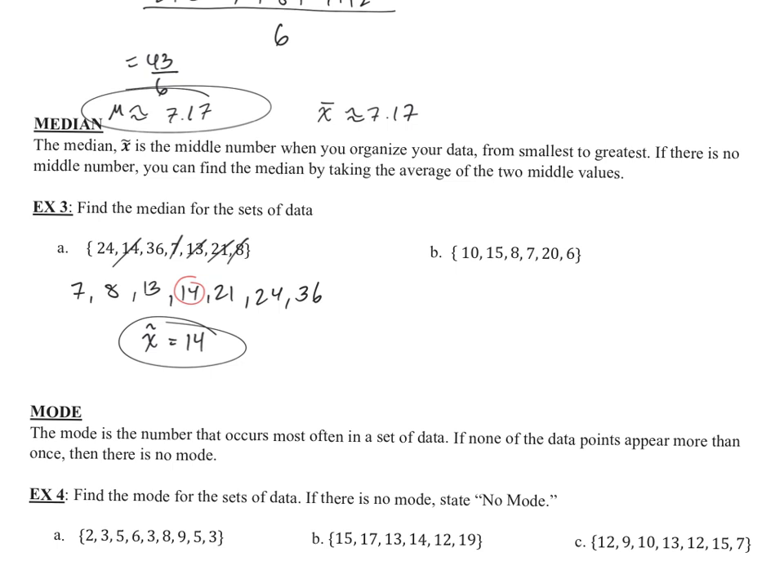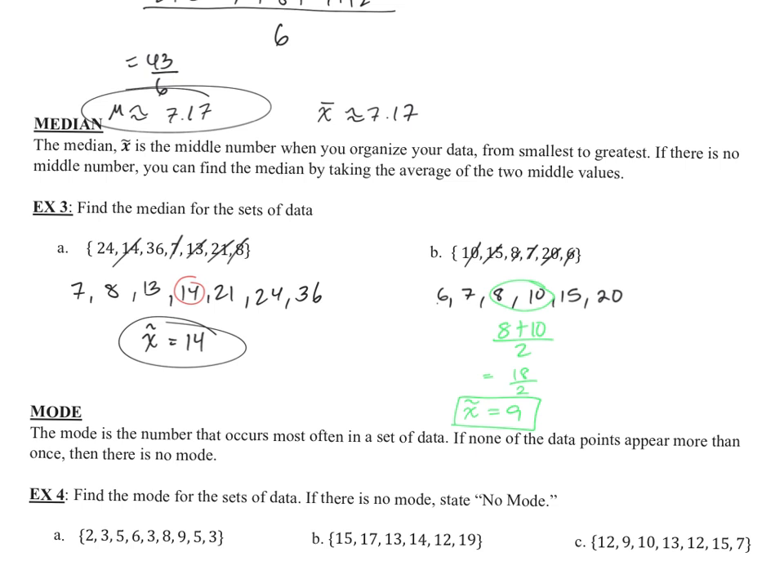Alright, so for B, let's go ahead and once again set this up in order. So we have 6, 7, 8, and then 10, 15, and 20. Let's count how many. 1, 2, 3, 4, 5, 6. Oh, there's only 6, so there's no middle number. What do we do? Well, we'll just take the average of the two center numbers. So we're going to do 8 plus 10 and divide it by 2. So 8 plus 10 is 18. 18 divided by 2 is 9. So x tilde is 9.